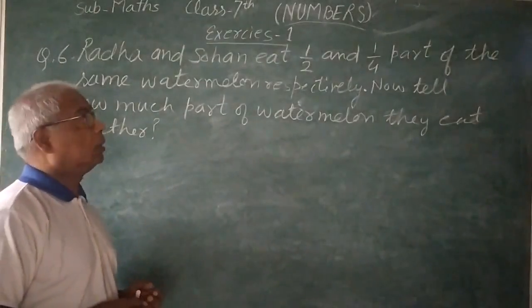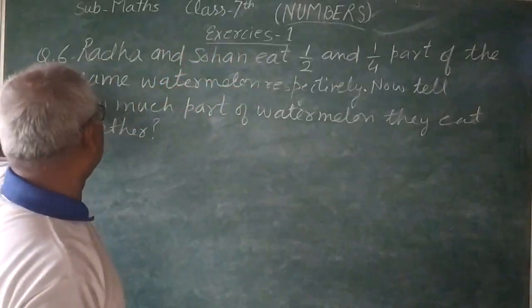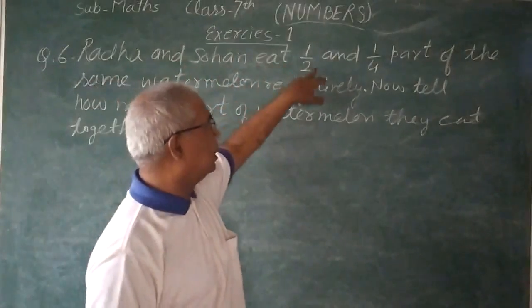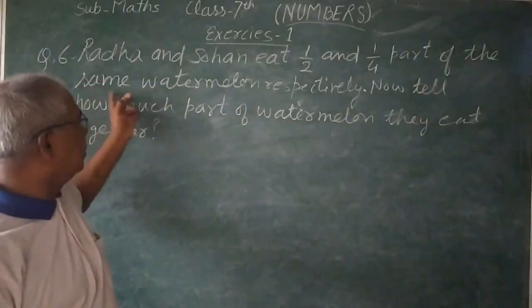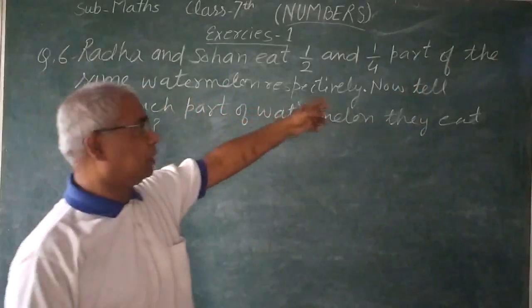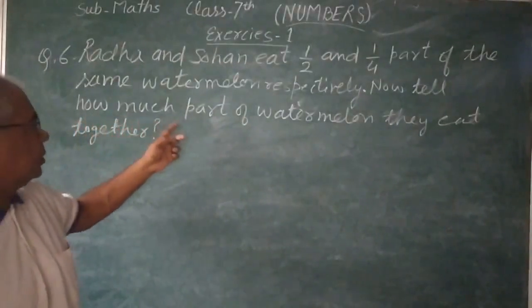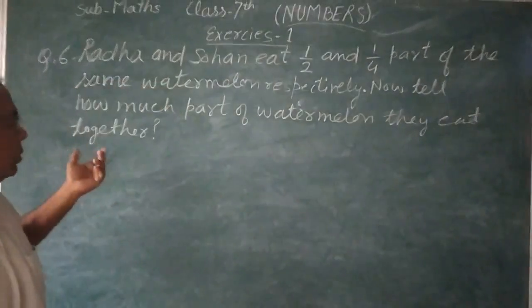Hello friends. Exercise 1, question number 6. Radha and Sohan eat 1/2 and 1/4 part of the same watermelon respectively. Now tell how much part of the watermelon they eat together.